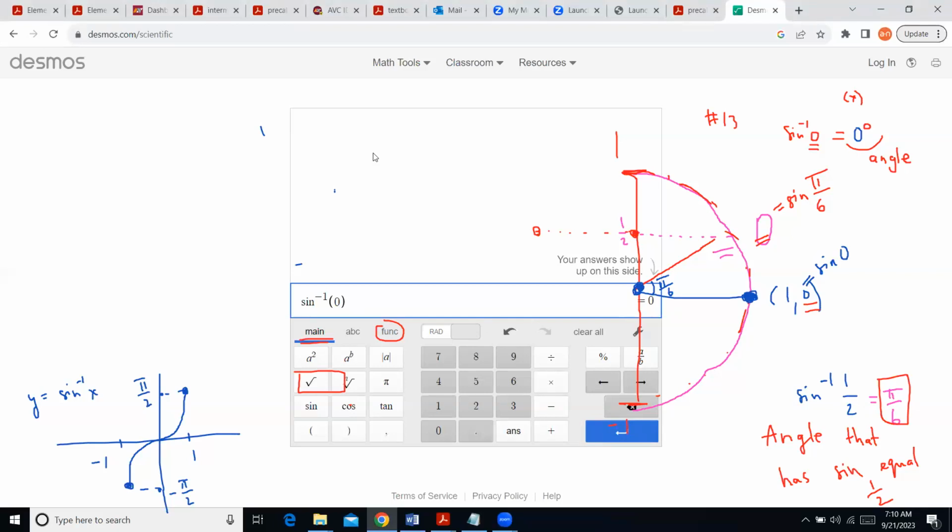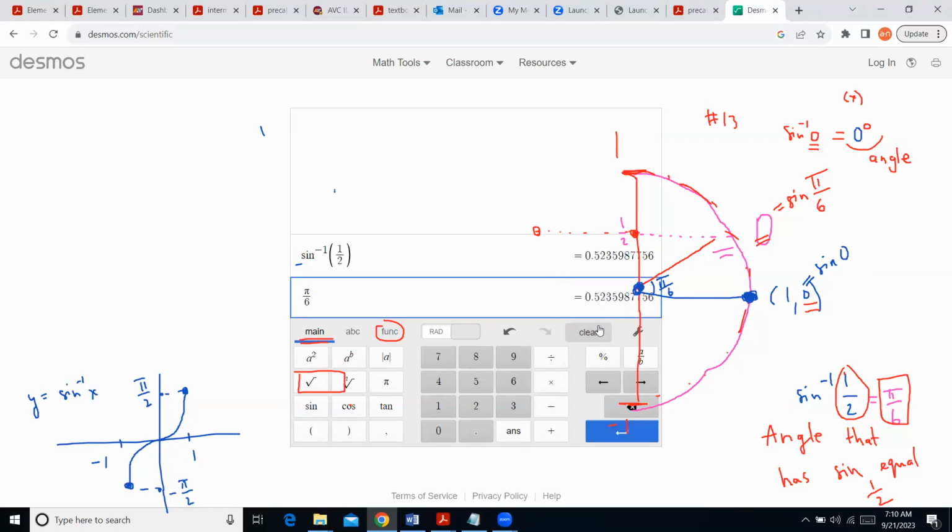We just found arcsine of 1/2. If you put 1/2 into the calculator, it's definitely not going to give you pi over 6. It gives you some kind of decimal, and that decimal isn't pi over 6. If you divide pi by 6, you will actually get that decimal, but the calculator is not designed in such a way.